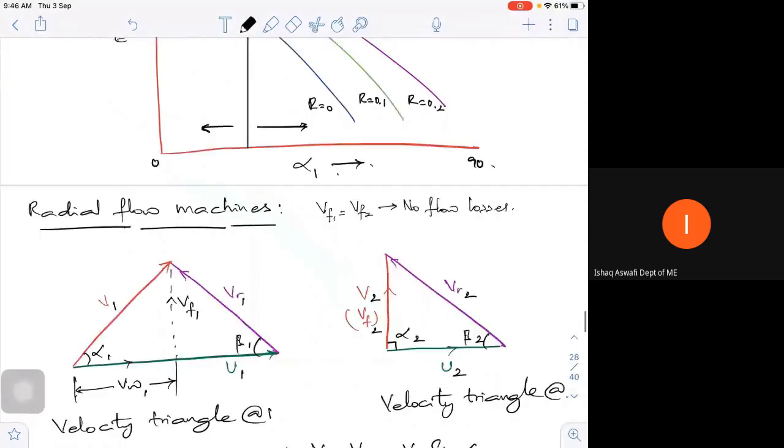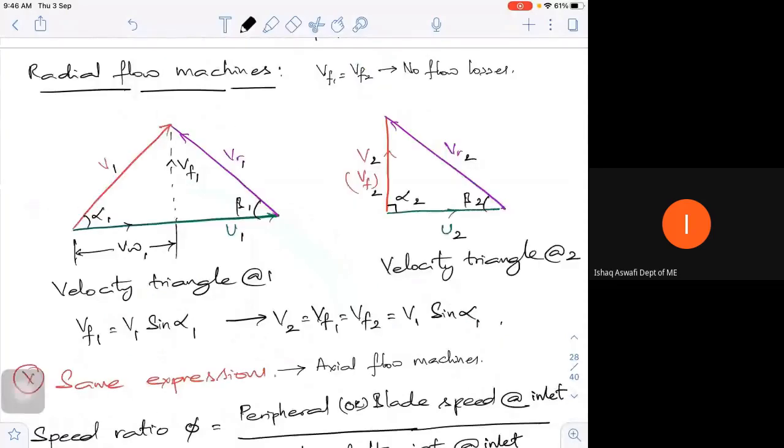Now, if you come to radial flow machines, in case of a radial flow machine, U1 and U2 both are different. Why is it so? Because I don't have any mean diameter. Your wheel is such that you do have some tip diameter. So I've written a velocity triangle for this. In the velocity triangle, I do have V1, I have VF1, I have VW1, and I have U1. So this is my U1.